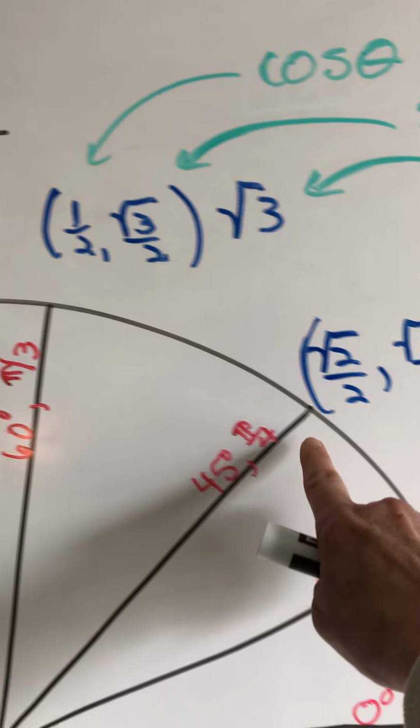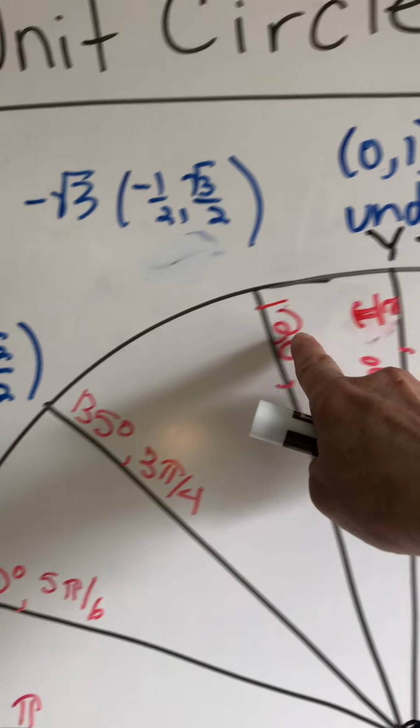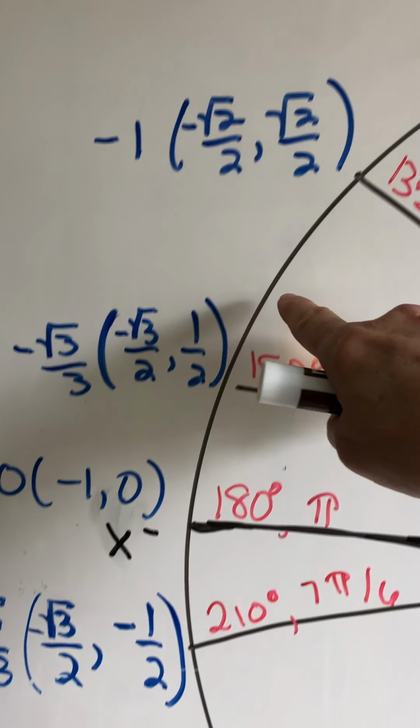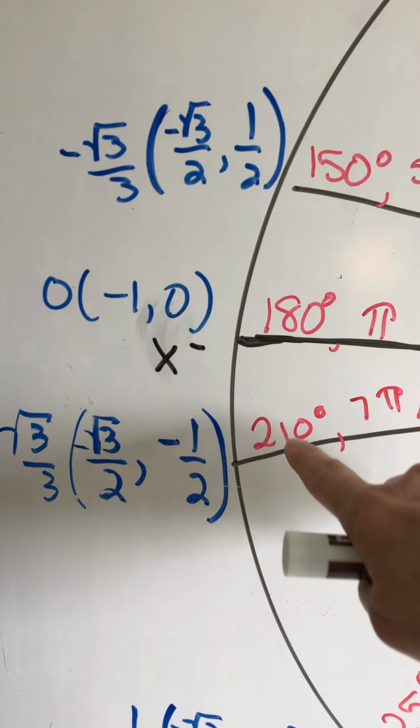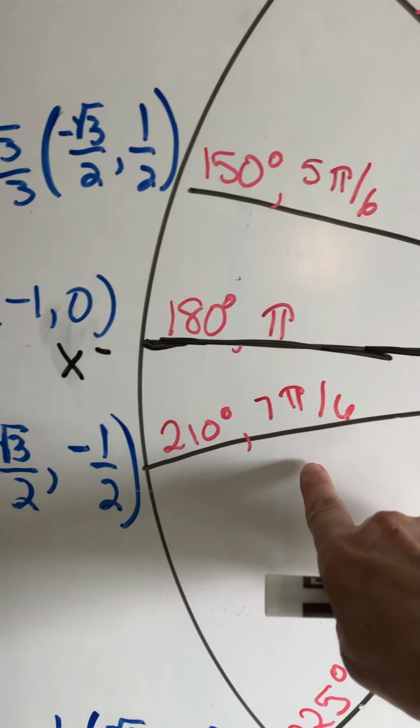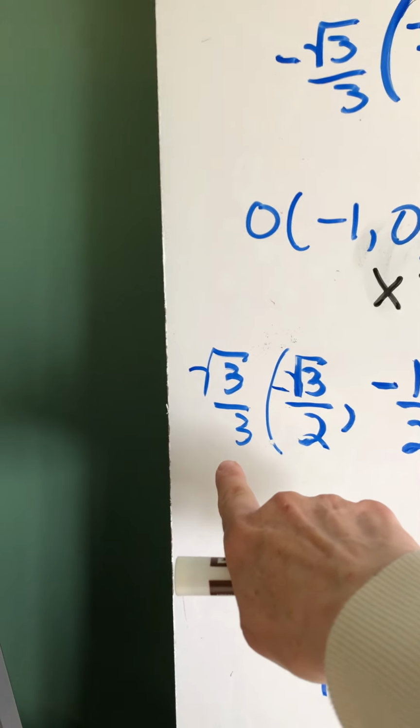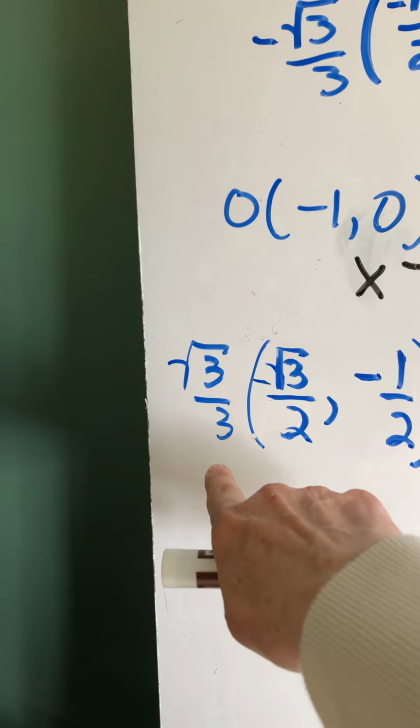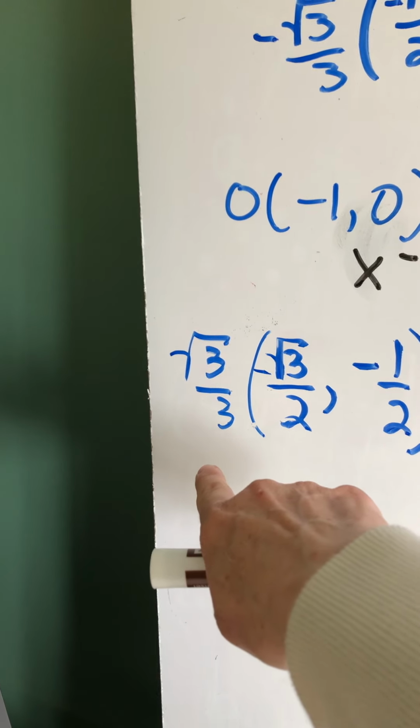I'm going to go upward. I am rotating half a circle. I'm going 180 degrees or pi around the circle. Oh, look at there. I land at 7 pi over 6. Look there. The tangent is the same as where we started, the square root of 3 over 3. Okay?